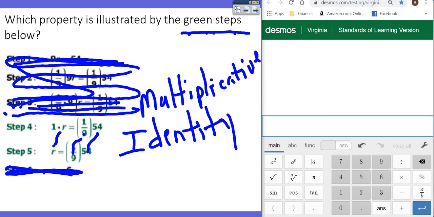So just try to think these things through, okay? So if you start and end the same way, it's an identity. You started with R, you ended up with R. Just look and see what happened to it. Did I multiply by 1 or did I add by 0? Because those are your only 2 choices for identity. Okay, let's look at one more.